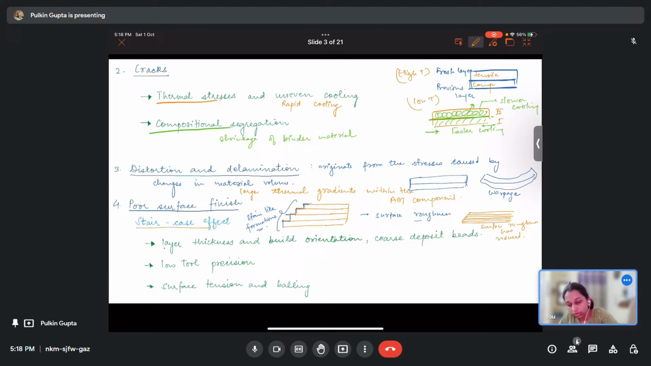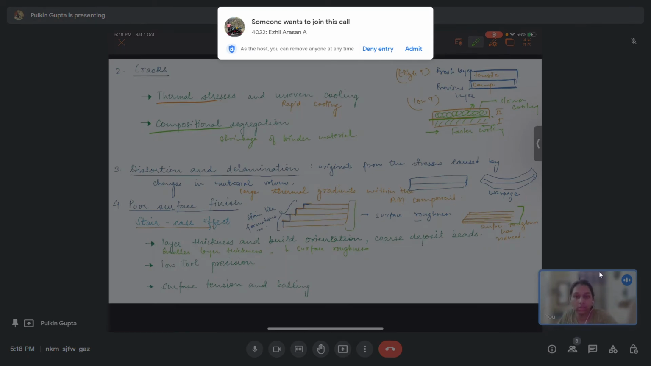So you can say smaller layer thickness reduces surface roughness. So compare the layer thickness in these two and compare the surface roughness qualitatively. You will find lower surface roughness in this.